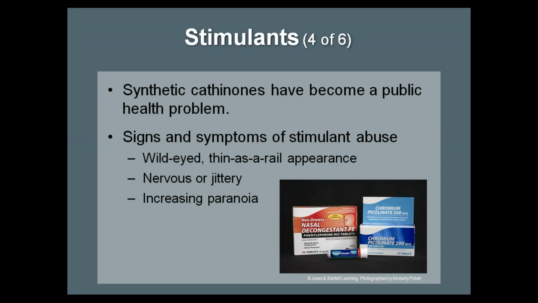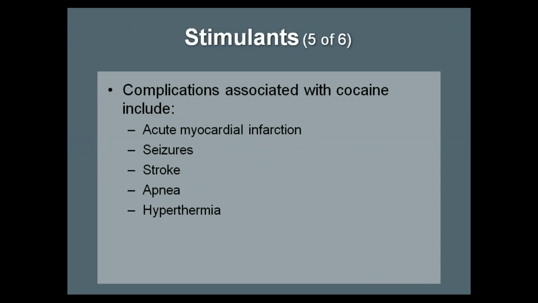I think these signs and symptoms are common, not just with this, but I've seen them with meth as well. They're usually pretty thin, and they're also nervous and jittery, and they think something is potentially going to get them. They have a paranoia about them. Those are all signs of a stimulant being abused. The complications: they could have an MI, which is very possible, since it increases the cardiac workload tremendously. They're constantly in a state of tachycardia. Seizures, stroke, apnea, hyperthermia. Like Shane was saying, the heat thing is a big deal.